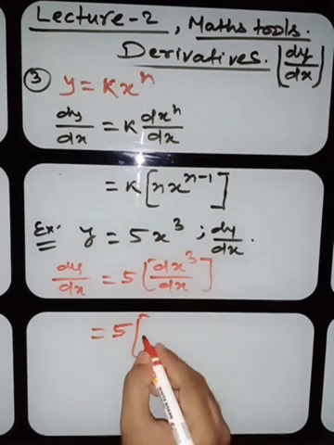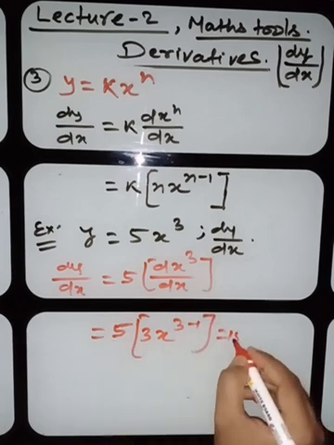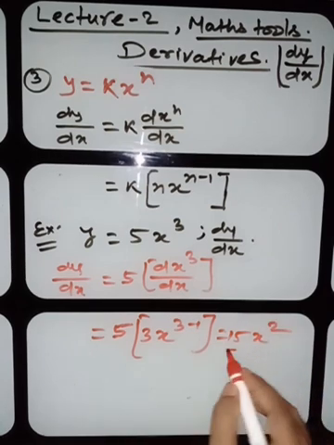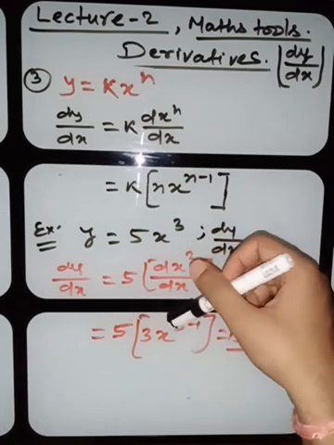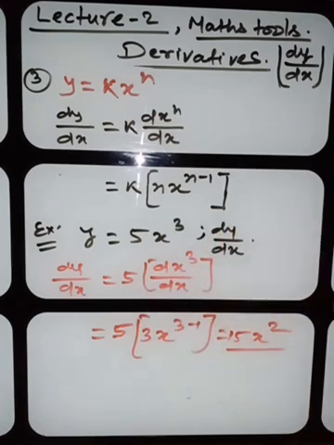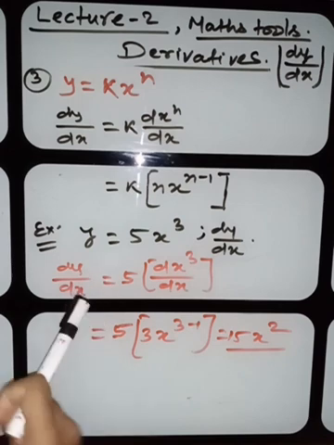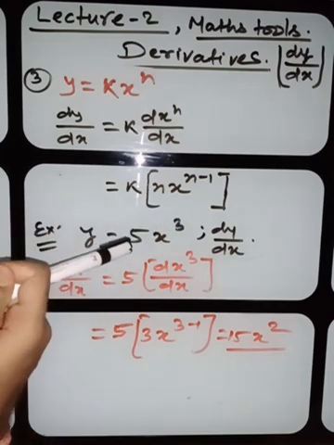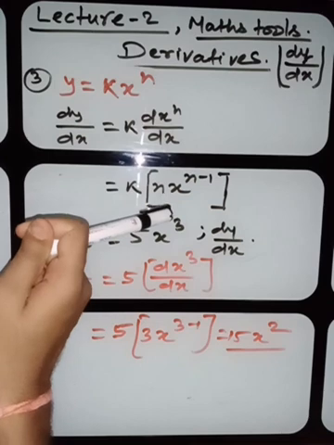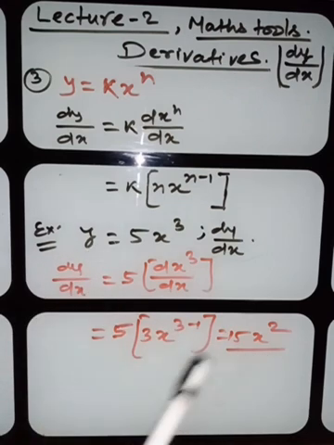So you know the formula, n x to the power n minus 1. How much is it? 5 into 3, 15x square. So the answer is 15x square. I hope, my dear students, that you can do such differentiation on your fingertips. You don't require pen and paper. How? Y is 5x cube, so n will be multiplied with 5. 5 threes are 15, and you write the power by subtracting 1. So 15x square, you can write directly.